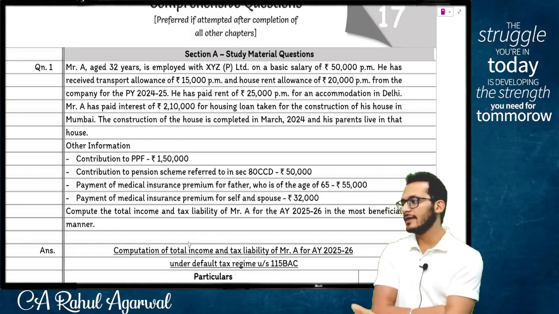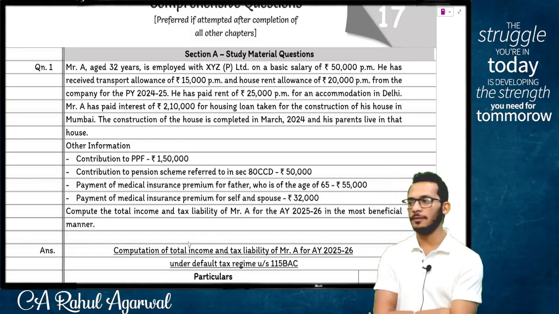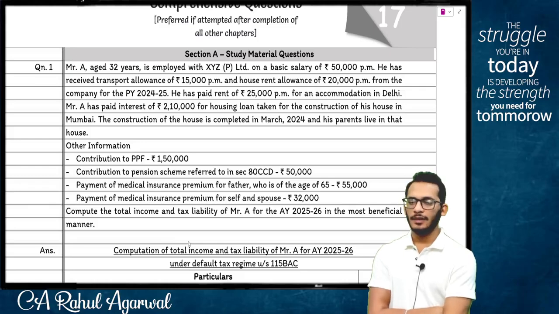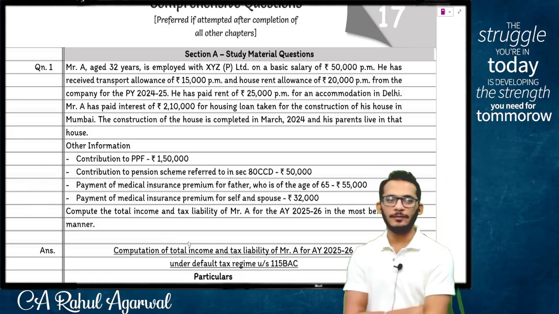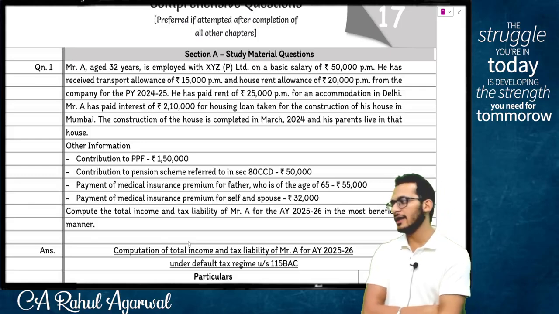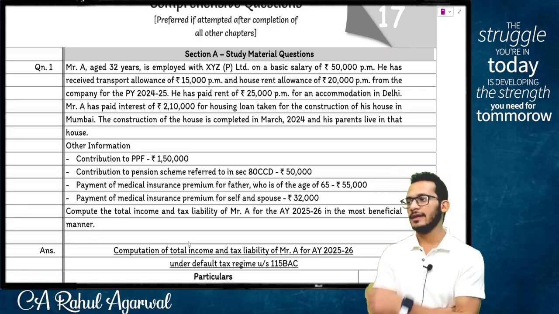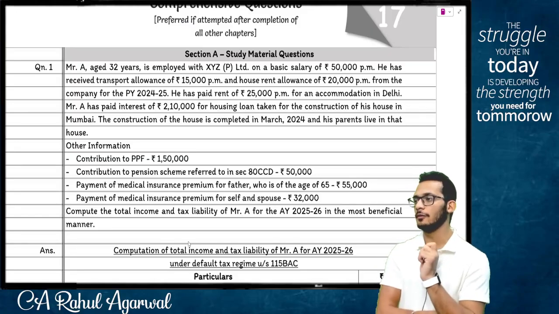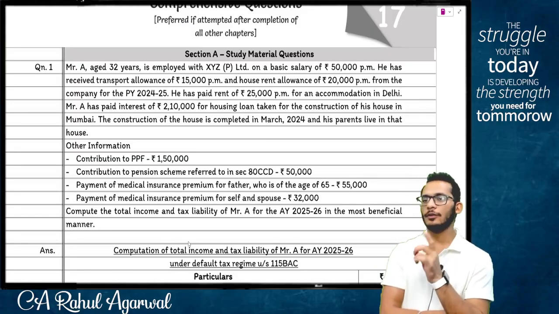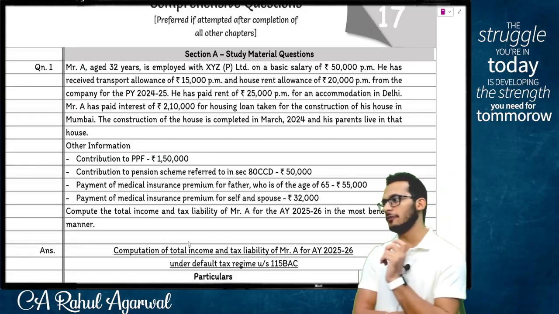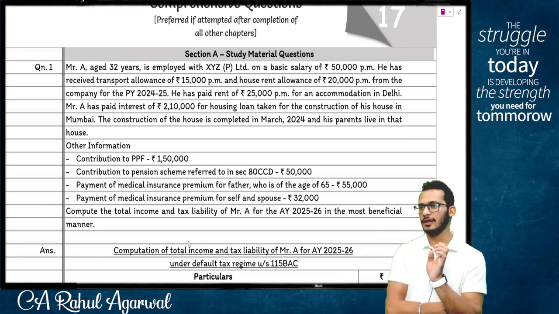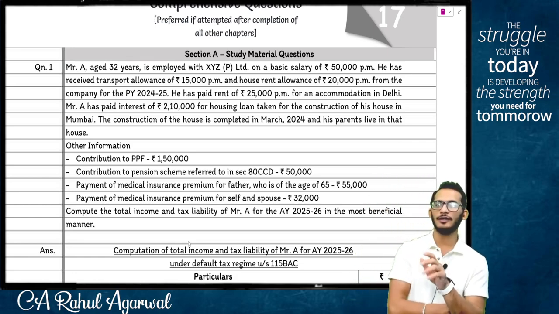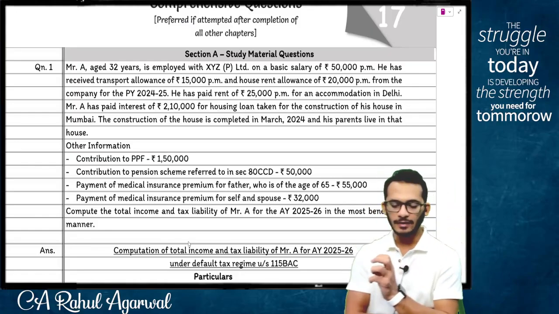The reason I'm setting off is because loss from house property can be set off against any head up to a maximum of 2 lakhs. Assuming this loss was from LOP and you had 3 lakhs, you would put the 3 lakhs in the first column, say maximum set off permitted in the year 2 lakhs, and then take 2 lakhs to the last column. Luckily in this question it's only 2 lakhs, so I don't have a problem. Anything else? No.